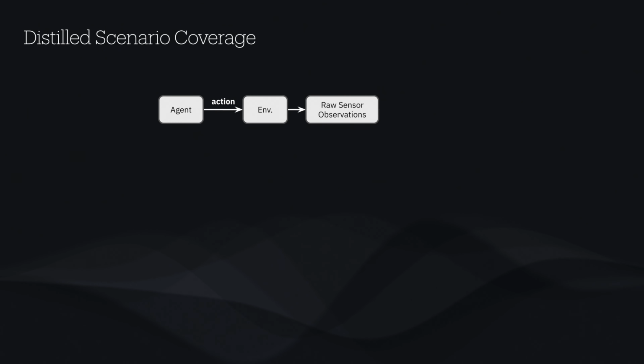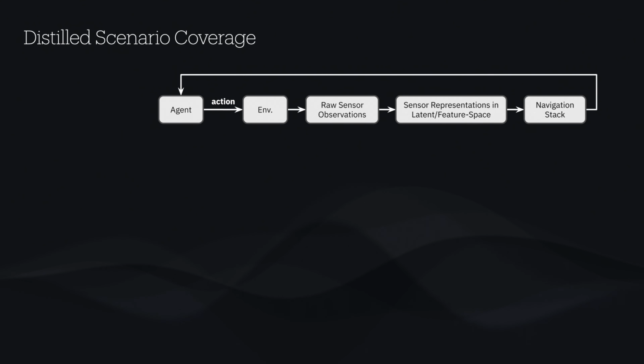This is a scheme that I showed in the previous slides, where typically an agent takes an action in some environment. As a result, it receives some observations, which come from the sensor data. And what usually happens afterwards in a navigation stack is that we represent these observations in some latent space or embedding space. With those embeddings, we pass them to a navigation stack, which will then go back and pick a new action for us, and repeat.